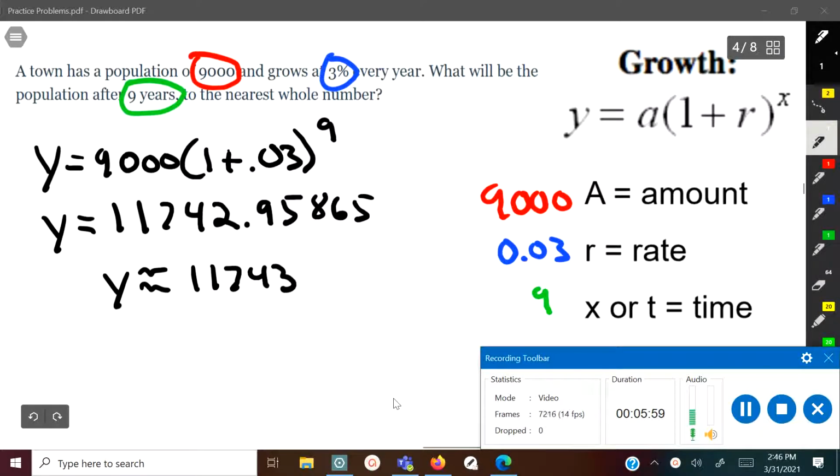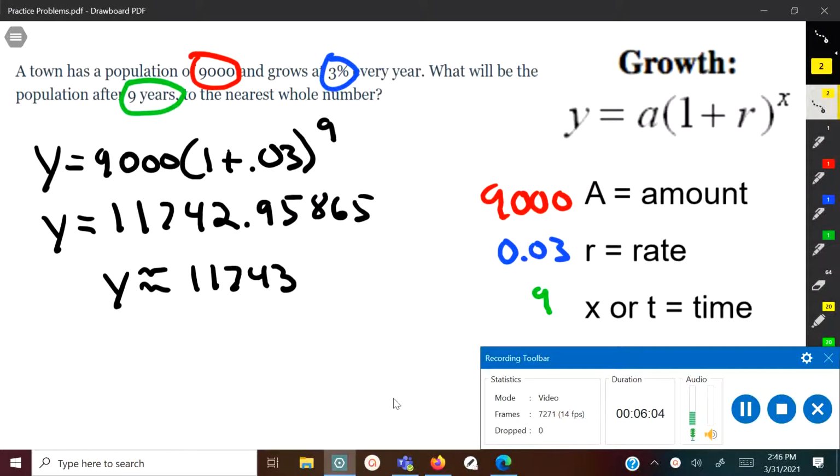Alright, so this should be the answer that you get right here, 11,743, okay? So you got your 9,000 for your amount, 0.03 is your rate, 9 is your years and time. You plug it into the formula, and then you just type it in and hit enter, and then round to the nearest whole number. In this case, it's 5 or higher, 5 or more, so you raise the score, and that's how we get 3 right here, okay?